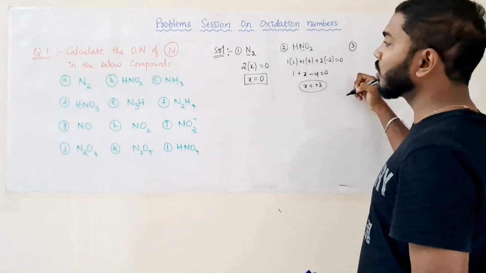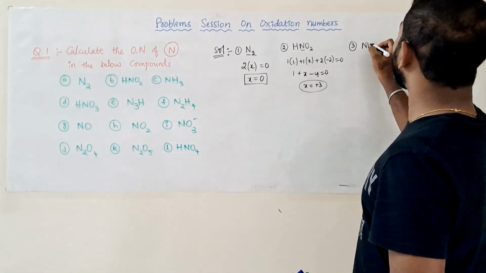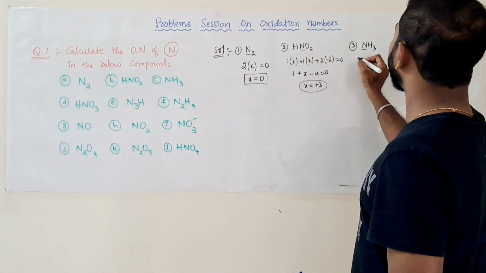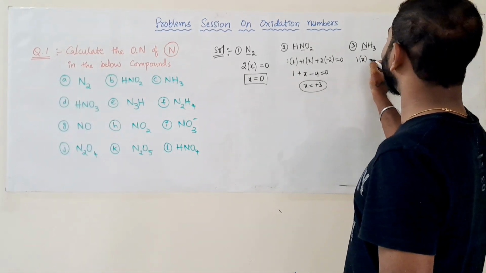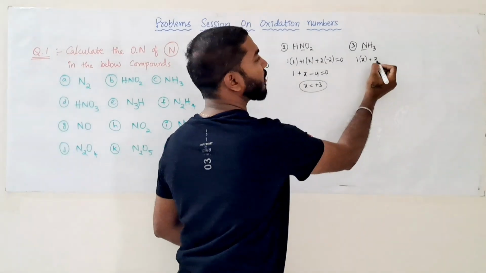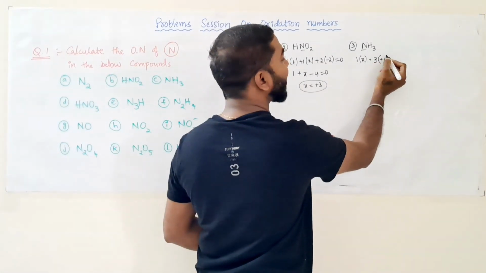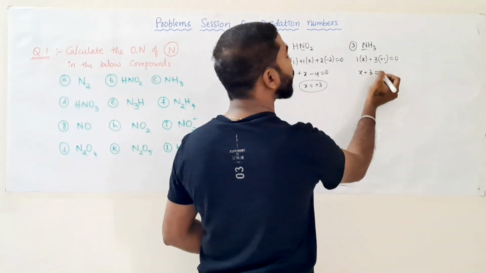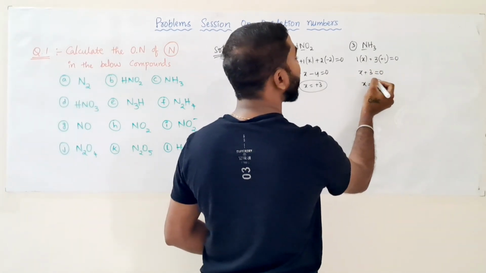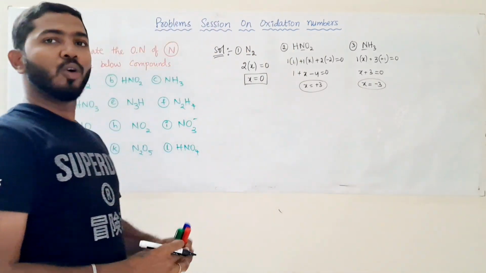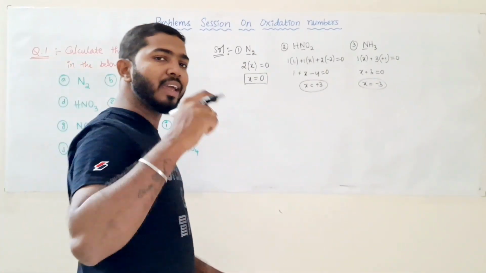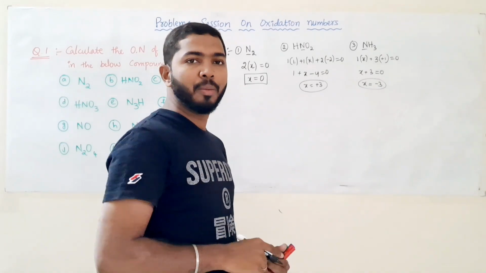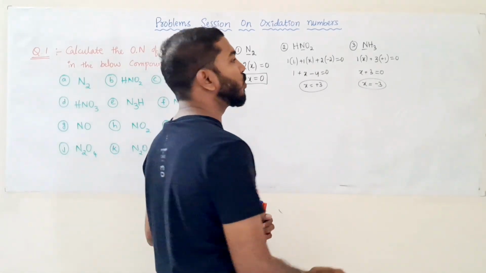Moving to the third one, that is NH3, ammonia. In ammonia, for nitrogen we take X, and for 3 hydrogens it is plus 1 each, the sum is equal to 0. X plus 3 is equal to 0, then the X value is going to come out as minus 3. I hope you know how to calculate. I have taken so many examples in my previous lecture, so please try to observe that.